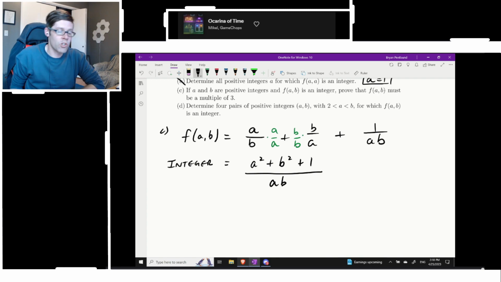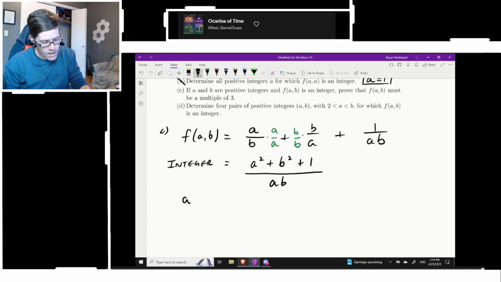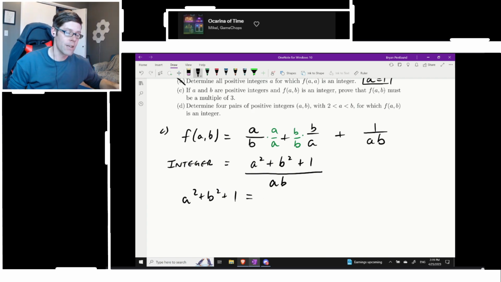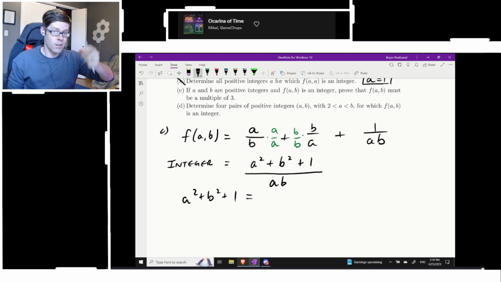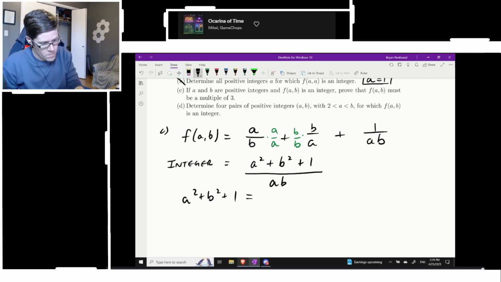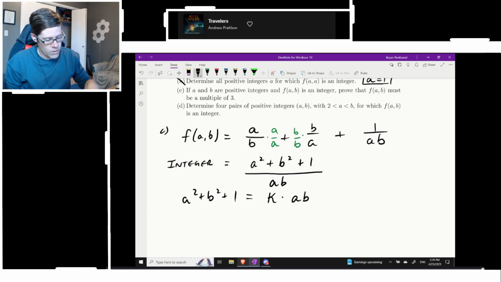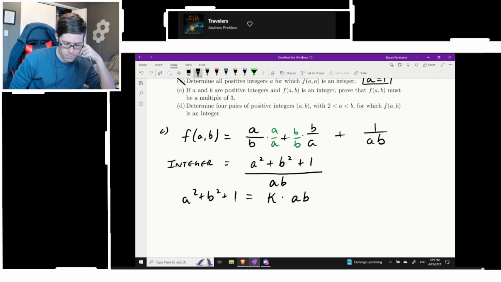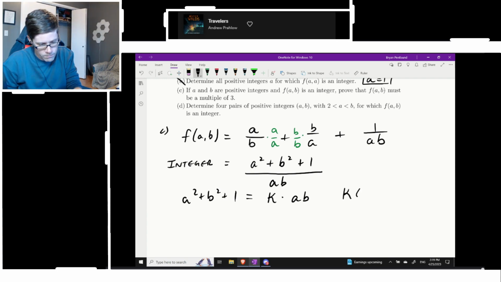And now let's use the assumption that when we evaluate this, we do get an integer. If that's the case, that means that a squared plus b squared plus 1 should be evenly divisible by ab, right? We should be able to take a times b and multiply it by some integer to get a squared plus b squared plus 1. So we could just call it k or something, right? We could say k times ab should be a squared plus b squared plus 1. Right, and k is some integer.